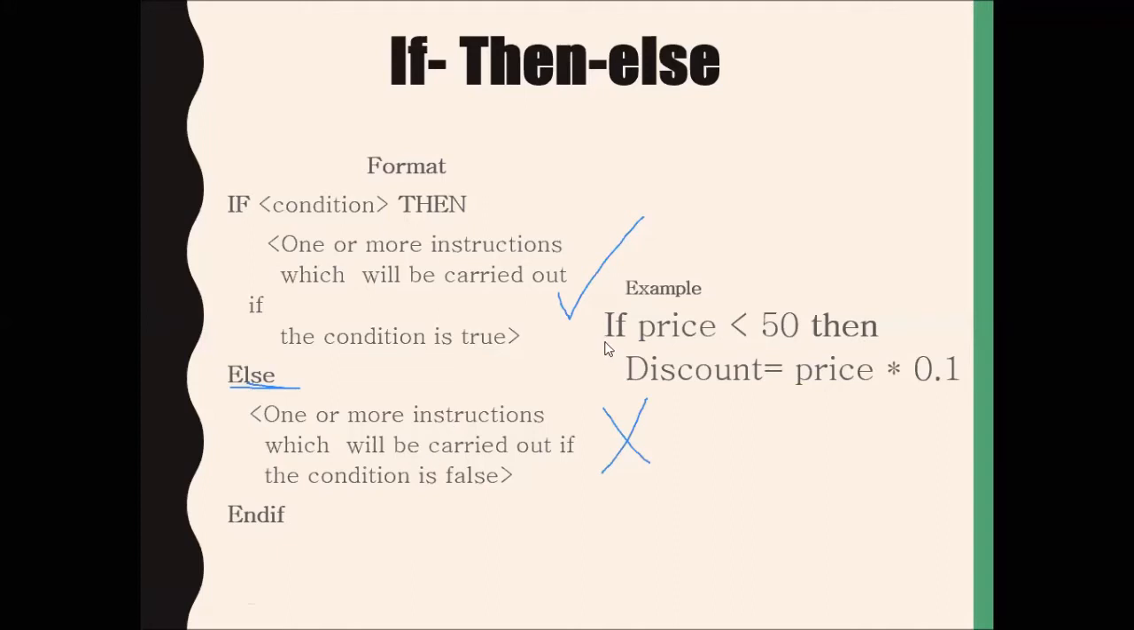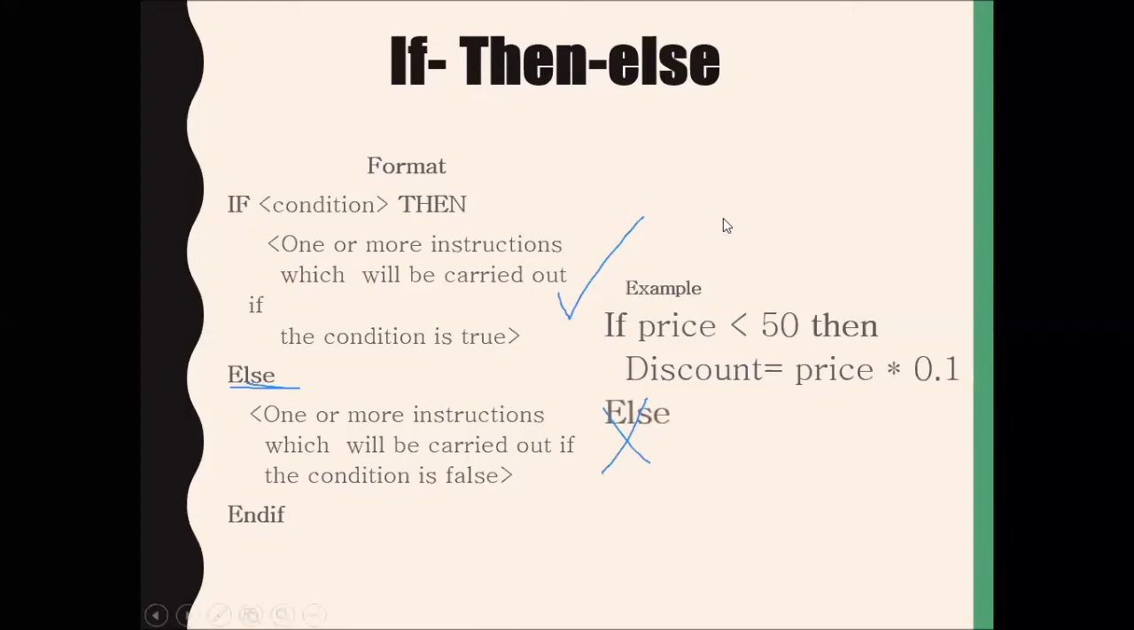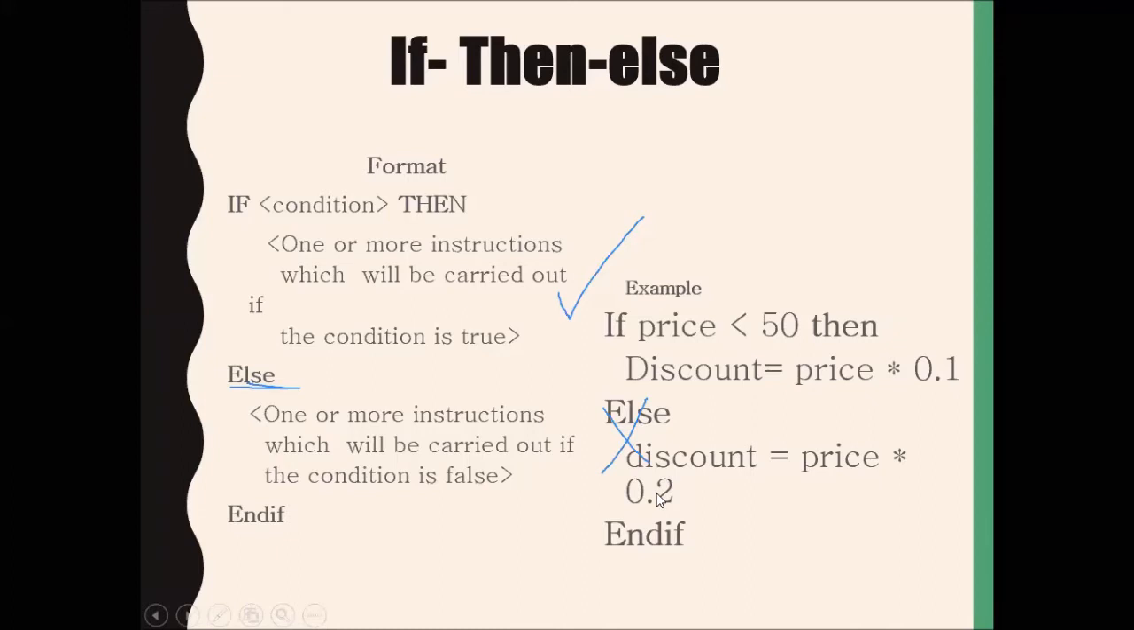So let's continue now. If the price is less than 50, we're offering a 10% discount. Here we have our variable name, which is discount, and we're telling the system to calculate 10% of whatever is stored in price and store that new figure in discount. Else, if it is greater than 50 now, what should happen? We're telling the system that we need to find 20% of the price and store it in the variable name discount. And then we close our if statement right here.